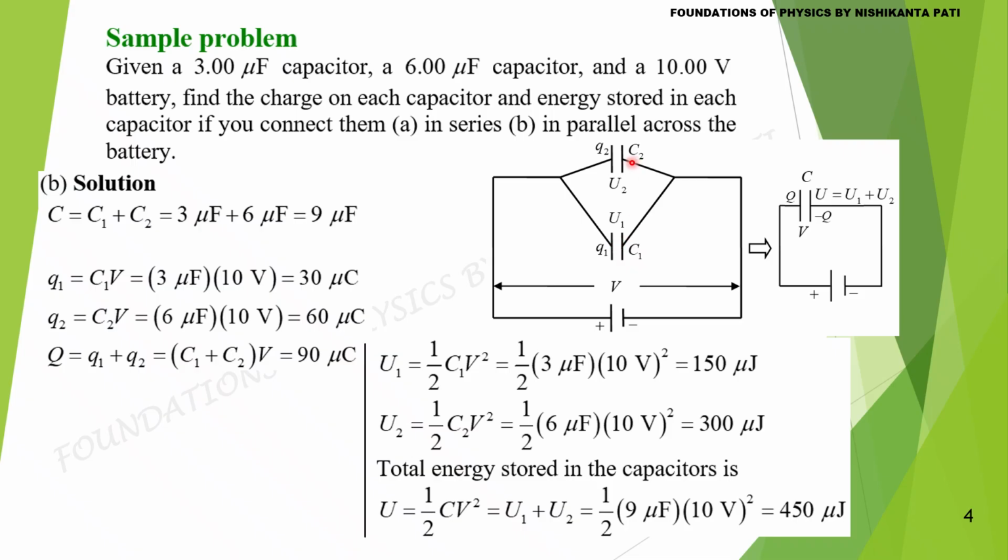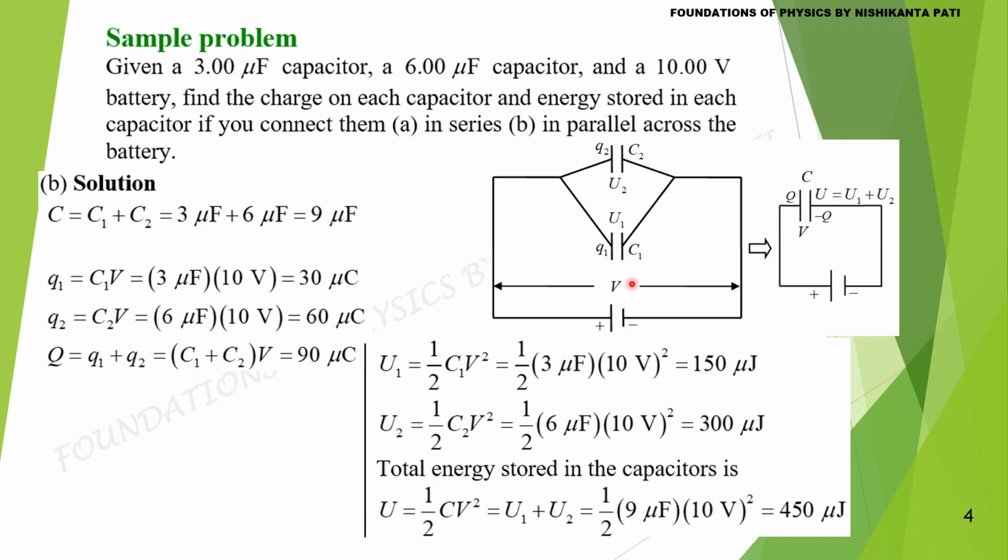The two capacitors are connected in parallel and the group is connected across the battery. This group is equivalent to a single capacitor of capacitance C. So C is equal to C1 plus C2, which is coming 9 microfarad. Here what is V? Here the same V. Charge Q2, charge Q1. So Q is equal to Q1 plus Q2. Its potential difference V. Its potential difference also V.